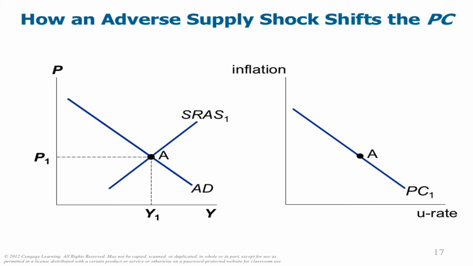So what happens to the short run aggregate supply when we get a supply shock? It's going to move to the left. What happens to price level? It's going to go up. What's going to happen to output? Decrease. What's going to happen to unemployment?